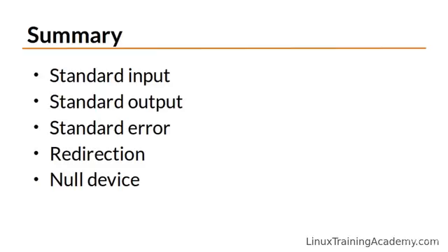This lesson covered standard input, standard output, and standard error. The default file descriptor for standard input is 0, while standard out is 1, and standard error is 2. You can redirect input and output with greater than and less than symbols. If you want to use redirection in conjunction with file descriptors, use an ampersand. You can redirect output to /dev/null to prevent output from being displayed to your screen or written to a file.